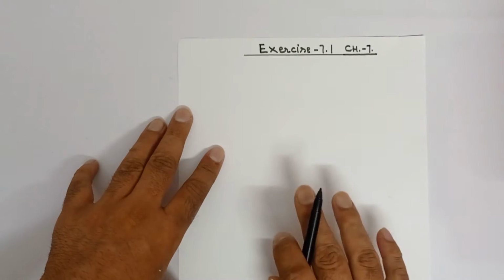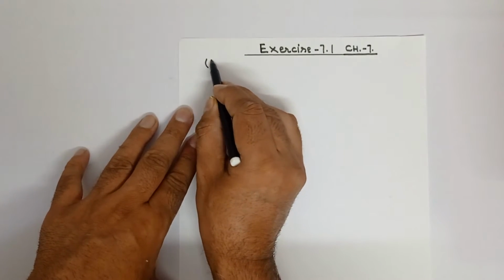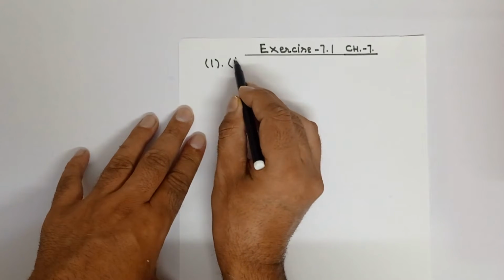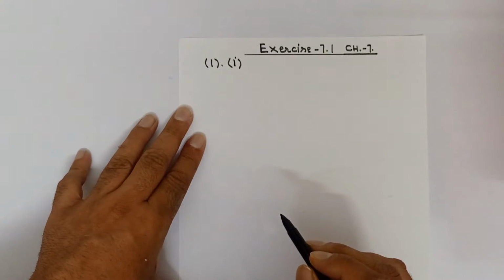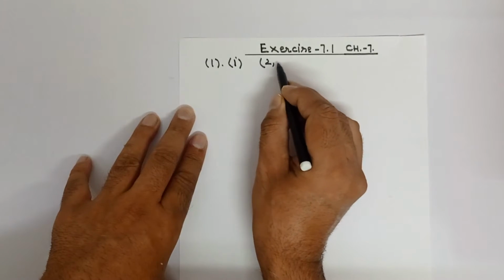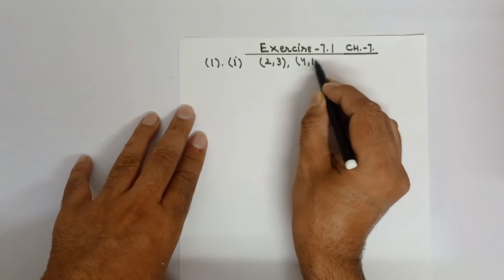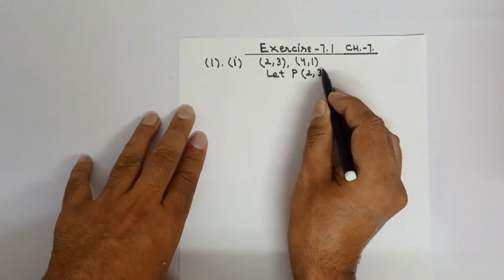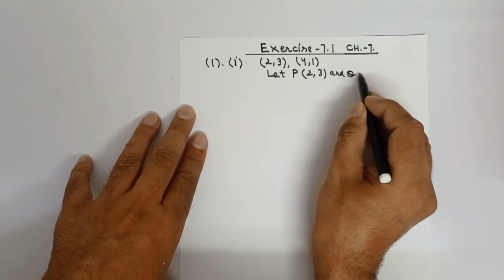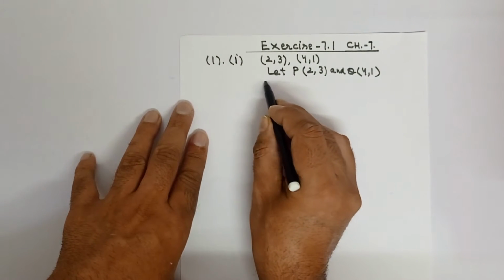Now, in this video, we will do exercise 7.1 of chapter number 7, Coordinate Geometry, class 10th. Question number 1, and this is part number 1. Find the distance between the following pairs of points. One is (2, 3) and the other is (4, 1). We need to assume these now. Let P have coordinates (2, 3) and Q have coordinates (4, 1). So we need to find PQ.